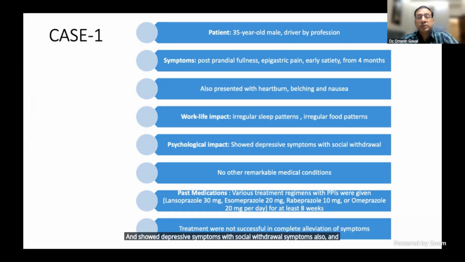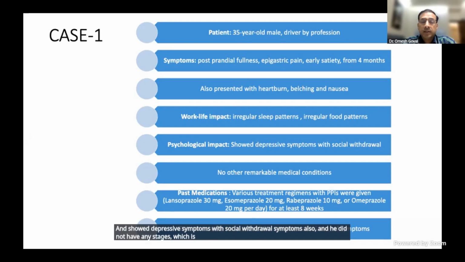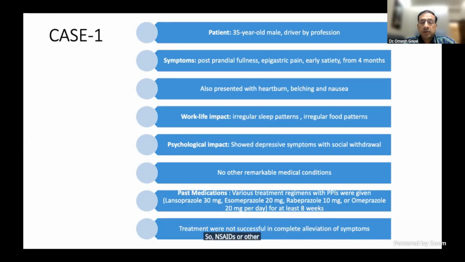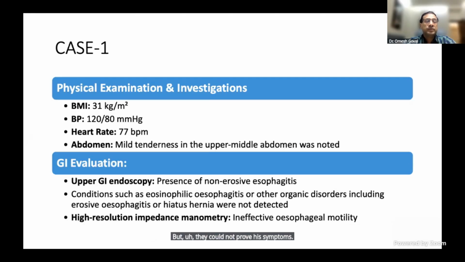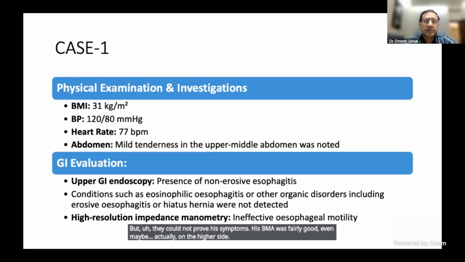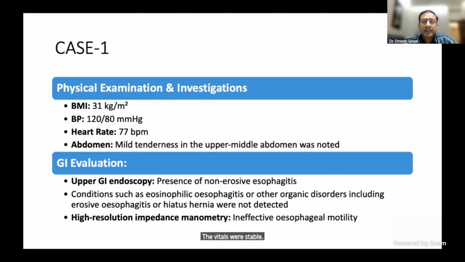And he did not have any history of NSAIDs, which is very, very important in all dyspeptic patients. We should ask about drug history. So NSAIDs or other offending medicines were not there. And he had taken almost all PPIs like lansoprazole, esomeprazole, etc., for the past 8 weeks, but they could not improve his symptoms. His BMI was fairly good, maybe even on the higher side. The vitals were stable. There was just mild tenderness in the upper abdomen.